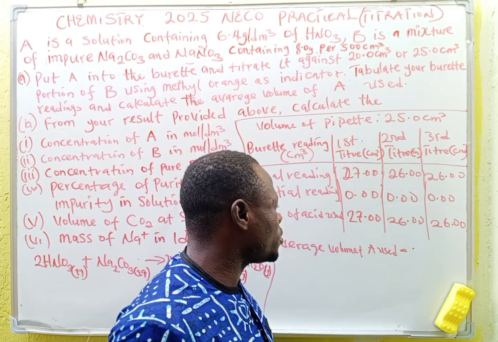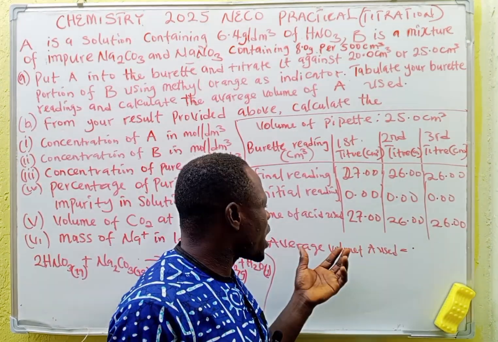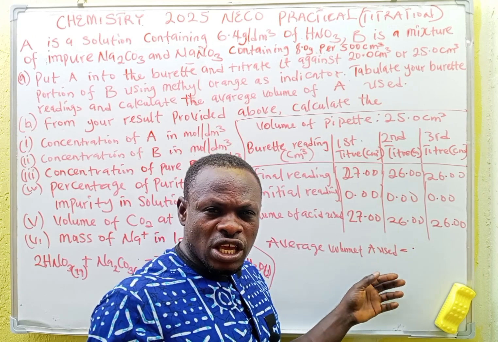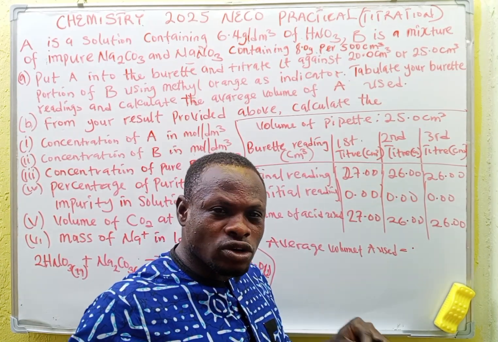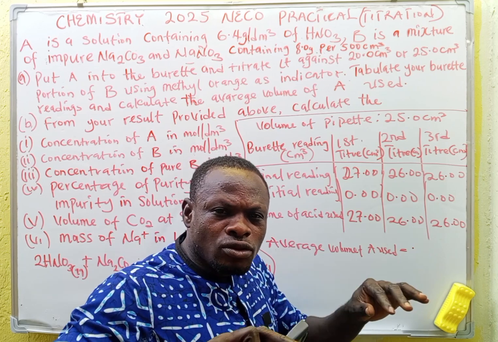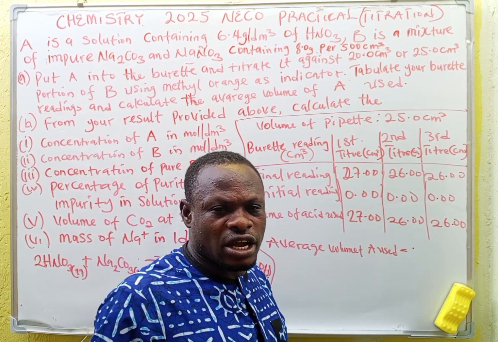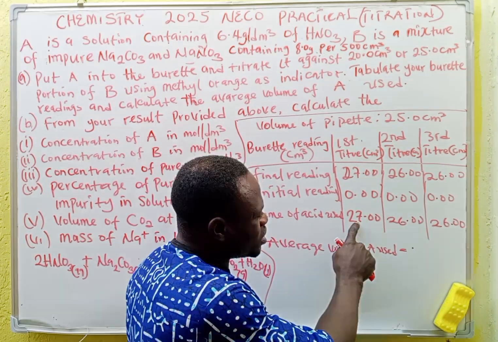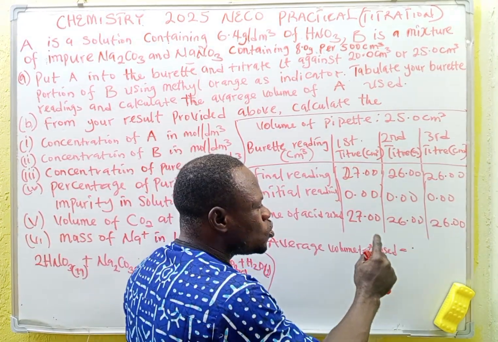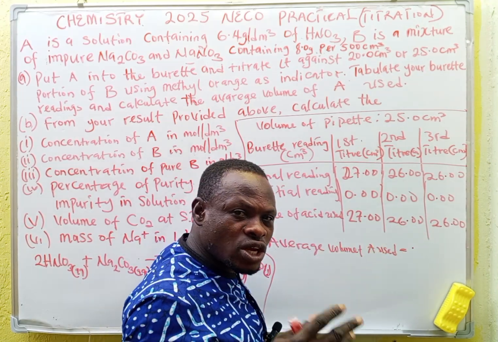Second thing, you must always take your average volume of acid used from the concordant titres. They say repeat your experiment to obtain concordant values. Concordant means values that are close together, the range is close. Do you get that? Unlike this one, we have 27, 26, 26. You can take 26 and 26. 26 and 26 are so close, so that you have the average.